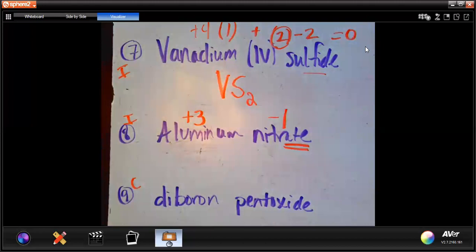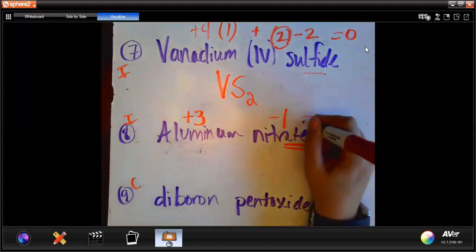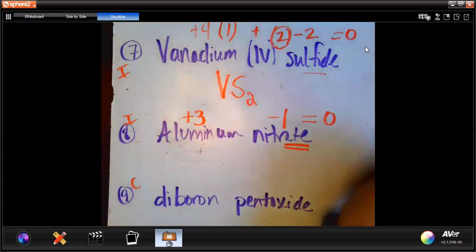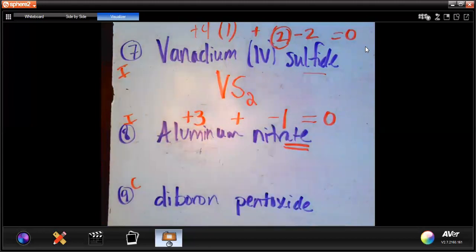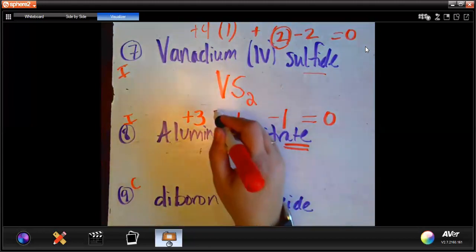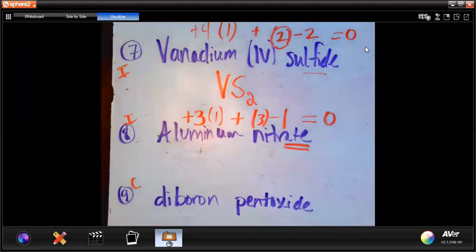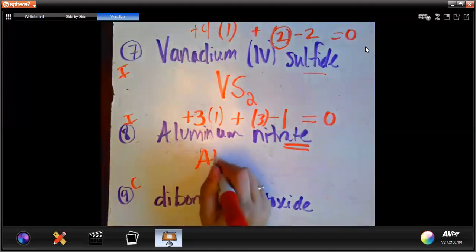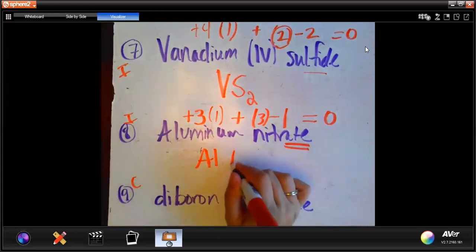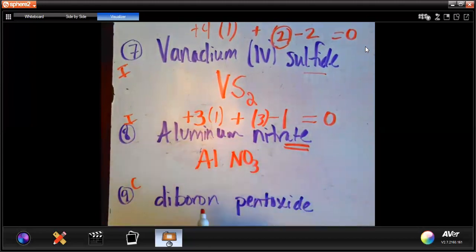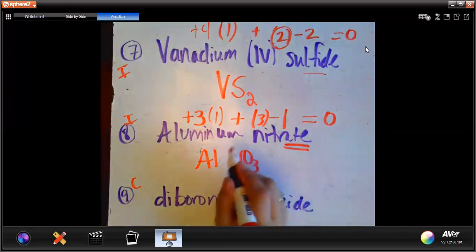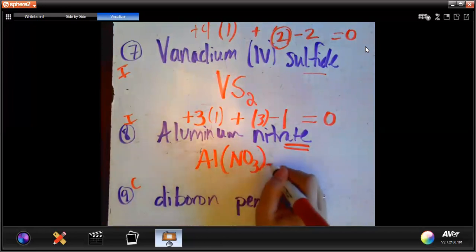Now, do those equal 0? No. So how do I make them equal to 0, right? When I add them together, right? So I'm going to need 1 aluminum and 3 nitrates. So I get 1 aluminum, and the nitrate is NO3, but that is only 1 nitrate. To have 3, I have to put parentheses and then a 3.